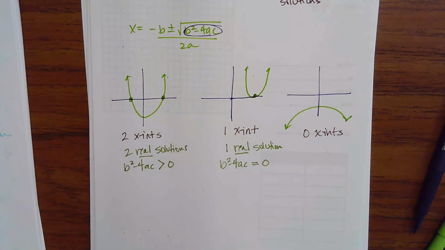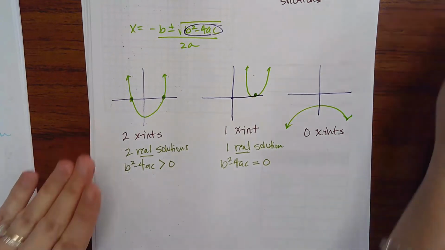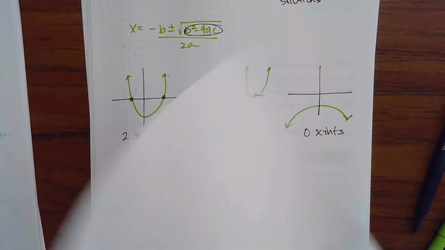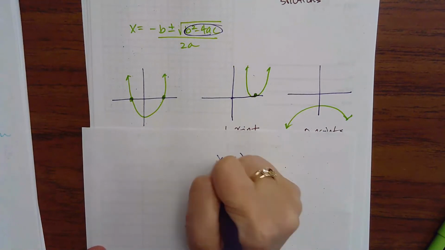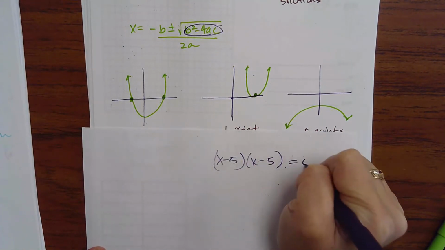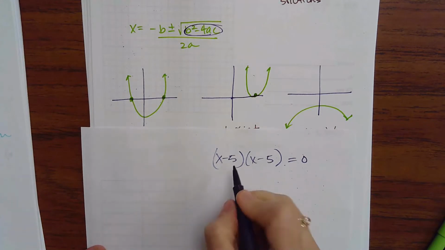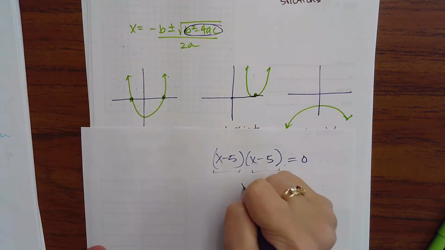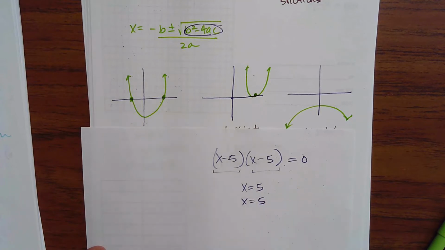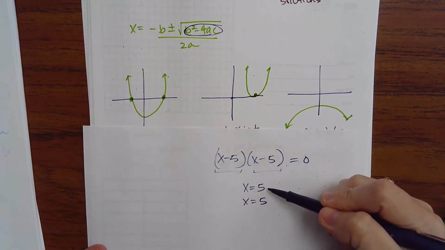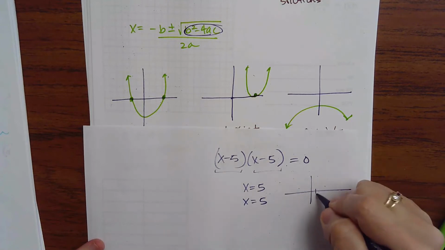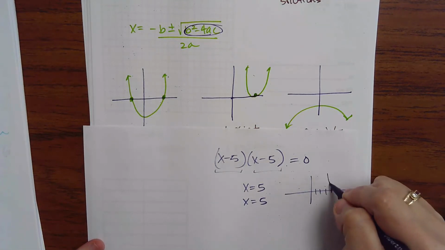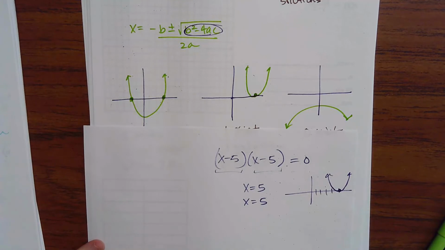And so what we call this is a double zero. This would be an example where an equation in factored form was x minus 5 times x minus 5 equals 0. I'll just show you a quick example of that. So let's say I factored something and I got my factored form equation to be x minus 5 times x minus 5 equals 0. If I solve each of those factors, I'm going to get the same answer twice, right? I'm going to get 5 and 5. What this means is I'm going to get one x-intercept. It's going to hit my graph at 5 and bounce off. That's what that's going to mean.